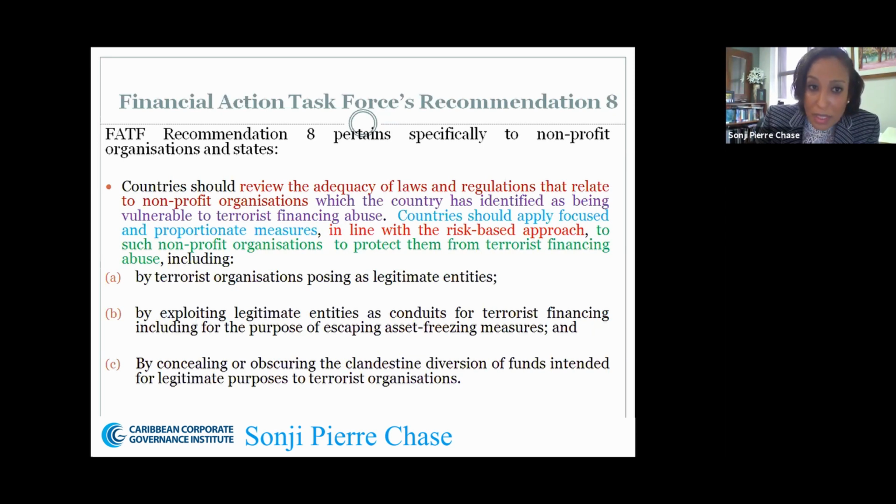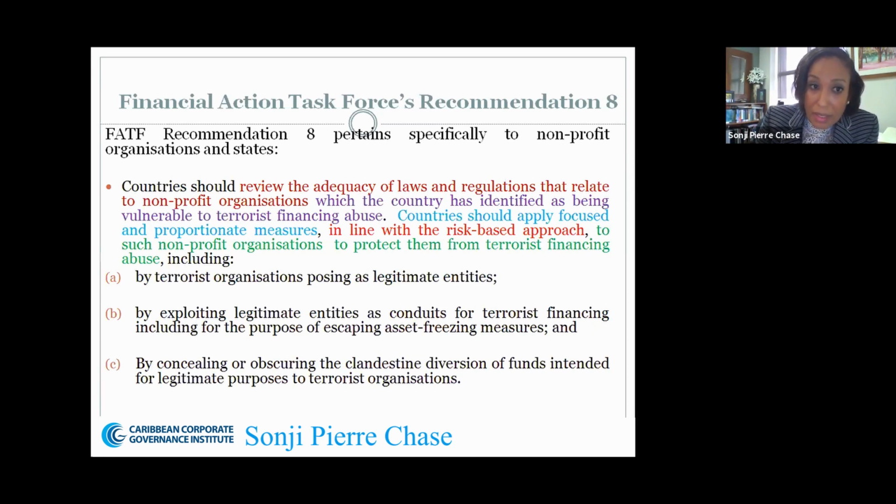So remember, I would have said about 2 slides earlier that there were 2 recommendations that we did not implement at all, recommendation 7 and recommendation 8. This is what recommendation 8 relates to. Recommendation 8 specifically relates to implementing a regime to deal with non-profit organizations.